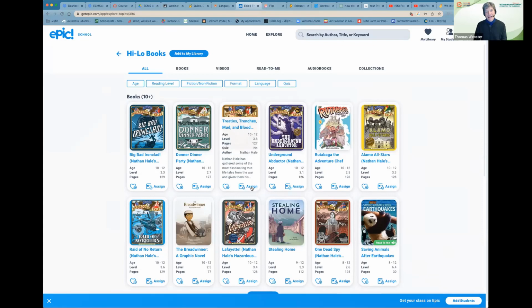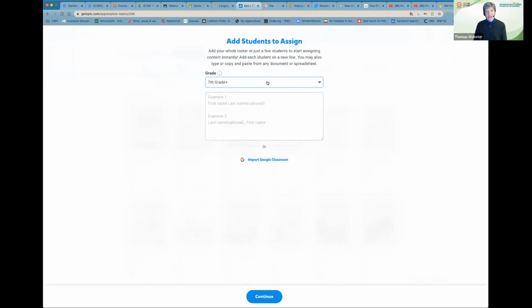See, you can assign it down here. And when you assign it, it tells you the grade level and you can put it into Google Classroom. So I say, okay, I want to put it in my Google Classroom. Again, you can do this. I allow it.